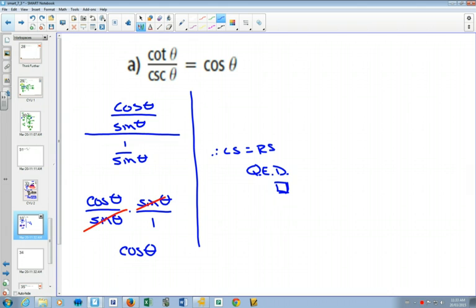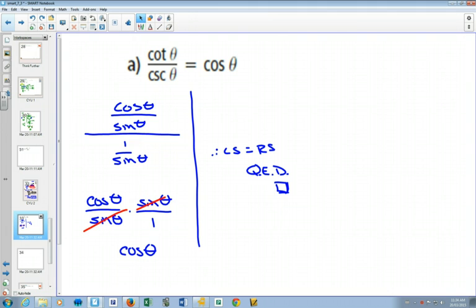That's fine too. So that, like I said, there's many different ways that you can change things around. You could have said, well, I have 1 over cosecant here, so I could change 1 over cosecant to sine theta, and then work from there as well.